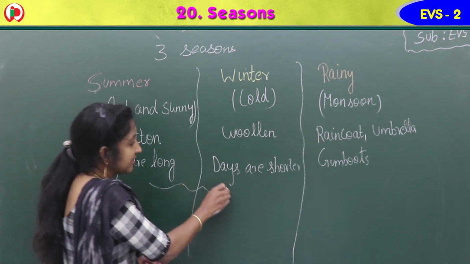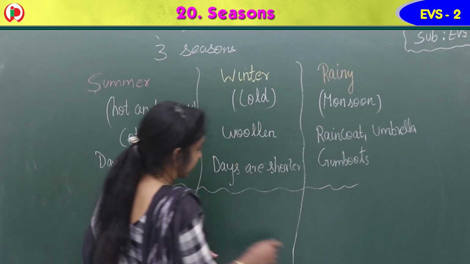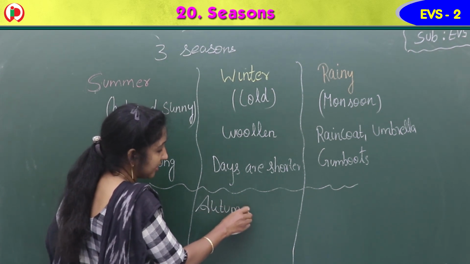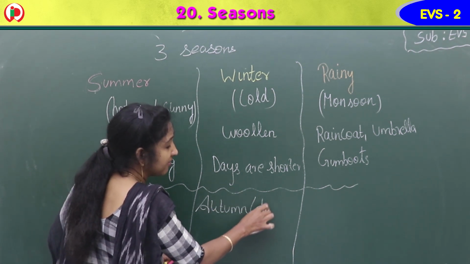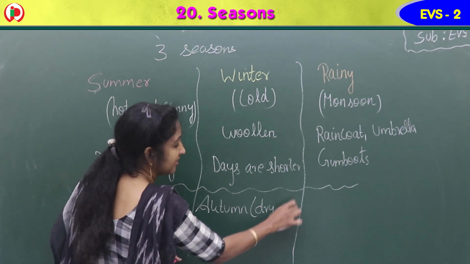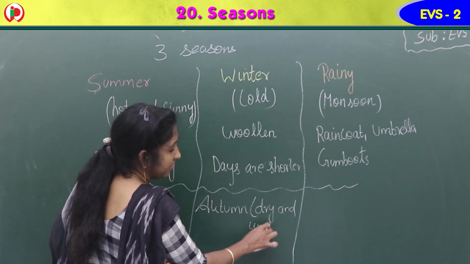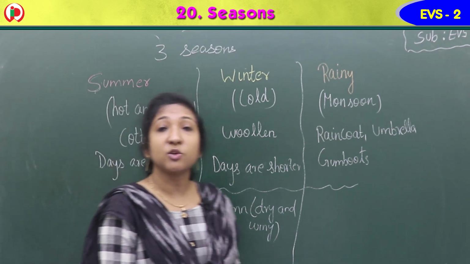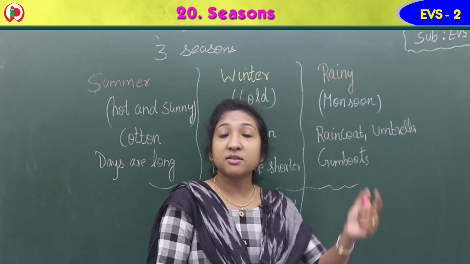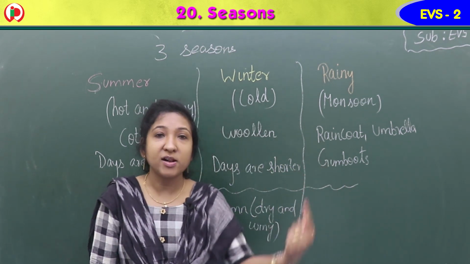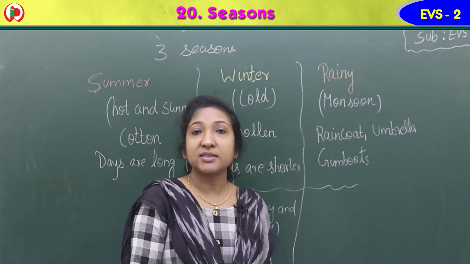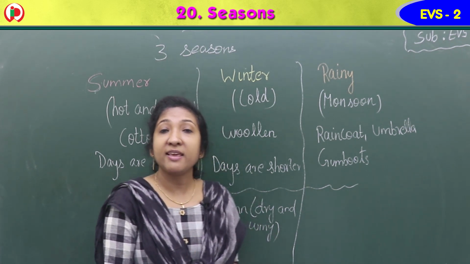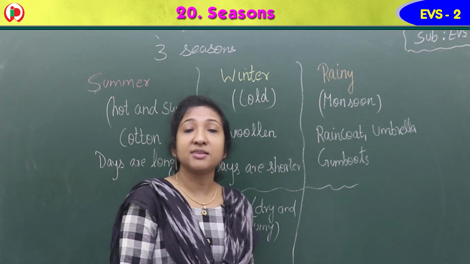Other than these three seasons, we learned one more season, autumn, A-U-T-U-M-N, autumn season. Dry and windy, we say, a dry and windy season. Our body becomes so dry at this time. Outside also it is so dry, because leaves fall down from the trees. Leaves get dry and they fall down. No leaves on trees in this season.